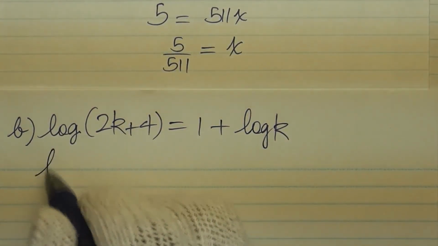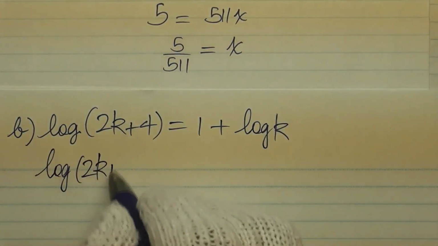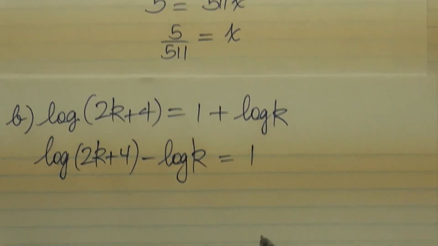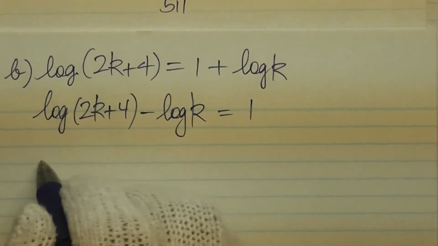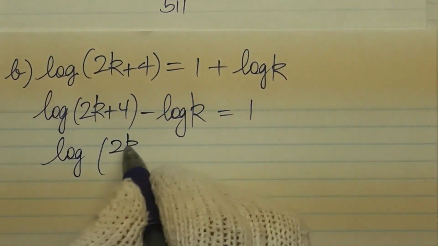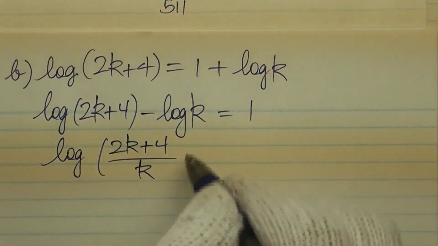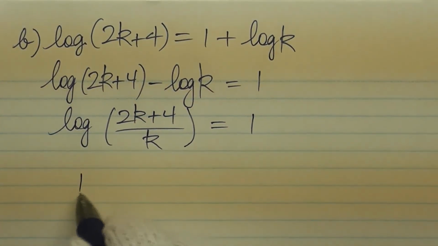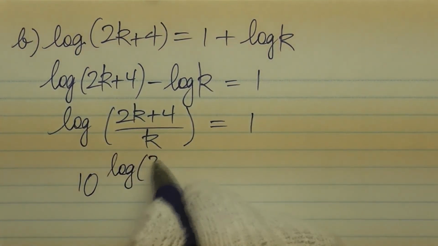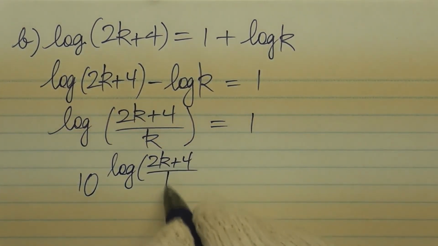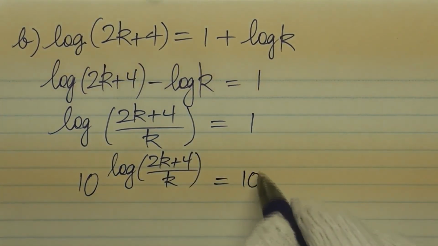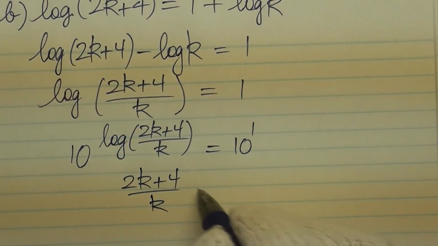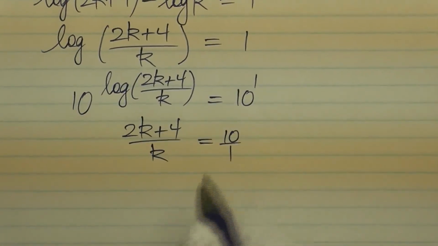If I bring the log k over, and I combine these two, I can raise both sides to base 10. Cross multiply.